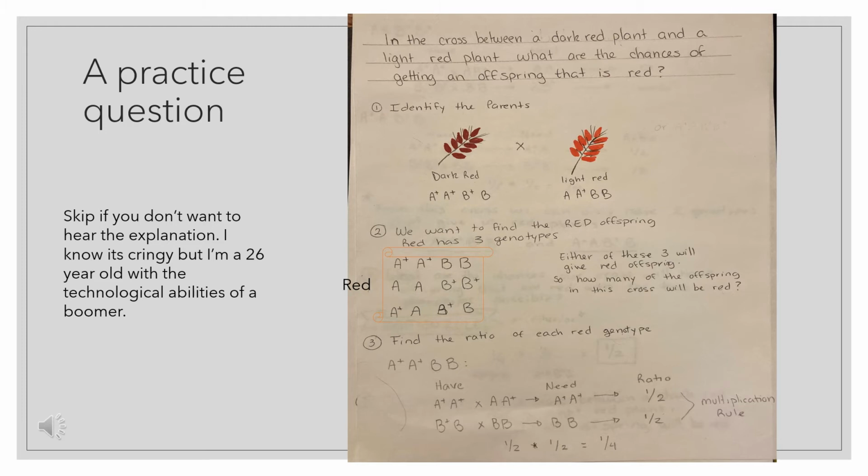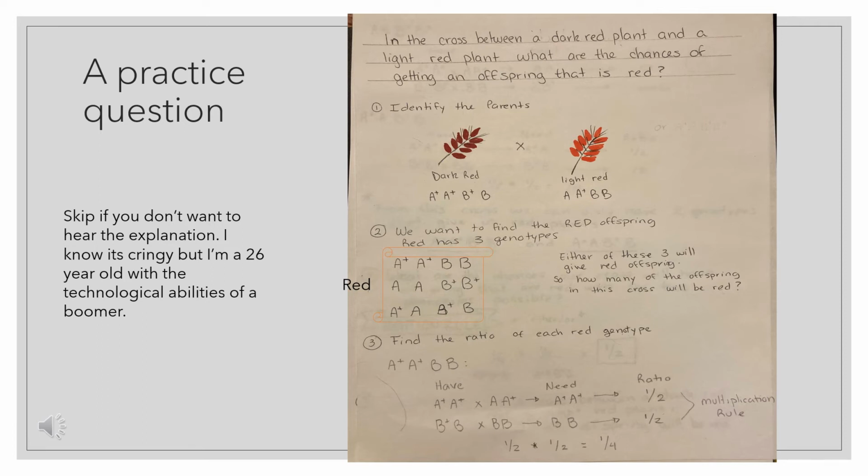So the third thing that we have to do is find the ratio of each of the red genotypes in the cross that we're working on. First, we'll try the very first one, which is A+, A, B, B. You do a little Punnett square, just like in the dihybrid cross. You cross the first A of both the parents, and you figure out that in order to get A+ from the cross, it would happen half the time.